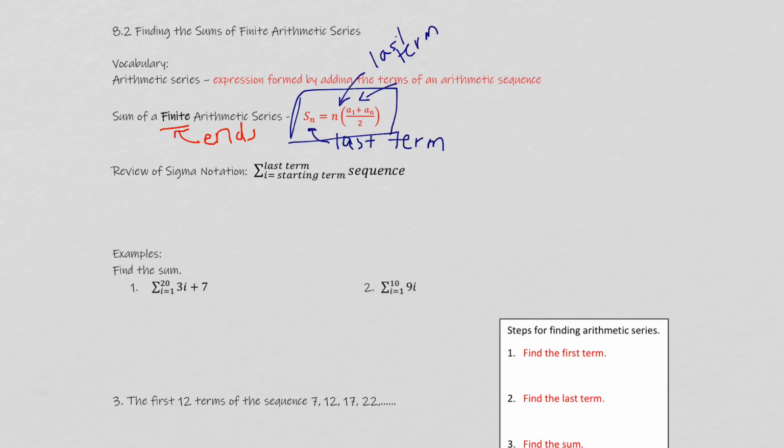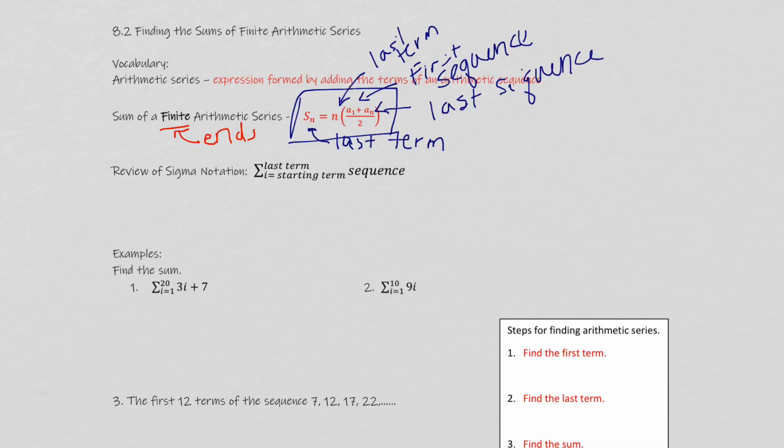My a sub 1 is going to be the first sequence number. And then a sub n, in this case, is going to be the last sequence number. So again, my example was 17. This would be the sequence value of term 17.